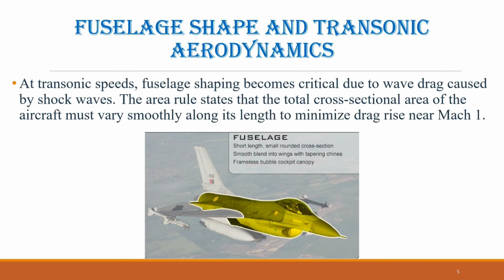Fuselage shape and transonic aerodynamics. At transonic speeds, fuselage shaping becomes critical due to wave drag caused by shock waves. The area rule states that the total cross-sectional area of the aircraft must vary smoothly along its length to minimize drag rise near Mach 1. This principle explains the characteristic Coke bottle shape of aircraft such as the F-16.